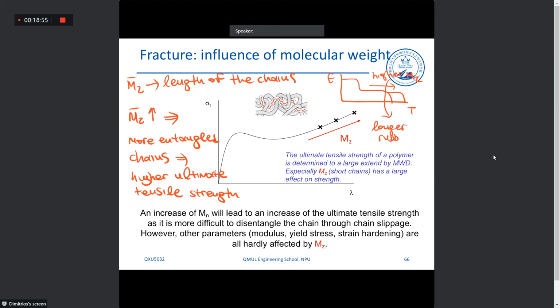Because in this case, disentanglement takes place with the increase of temperature, okay? And when we have a complete disentanglement and slippage of the chains, then at this stage we have a temperature that is close to the melting point and where the chains can completely slide against each other, okay?